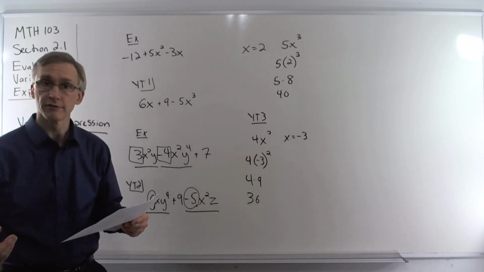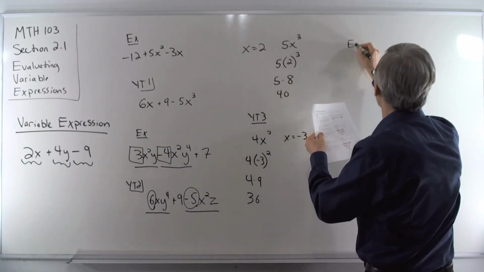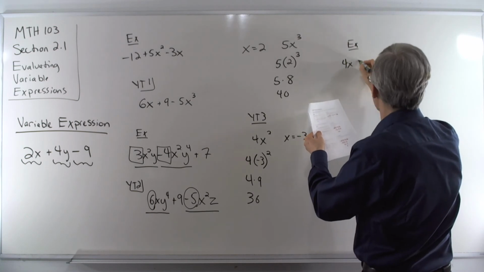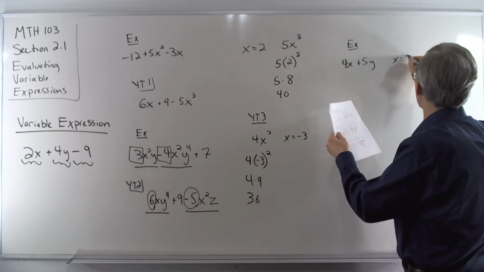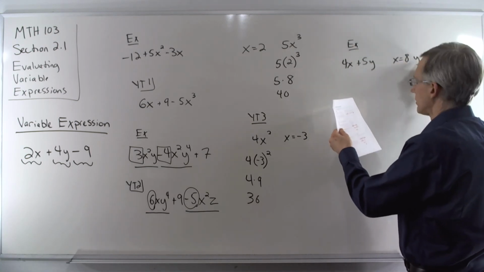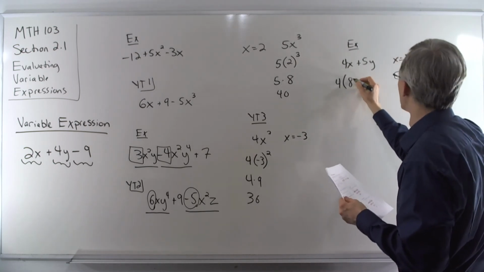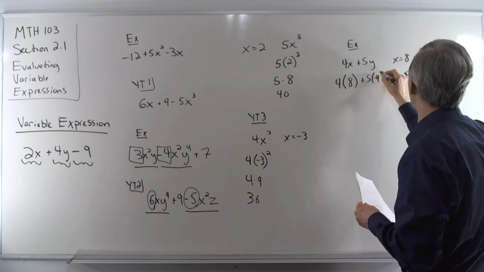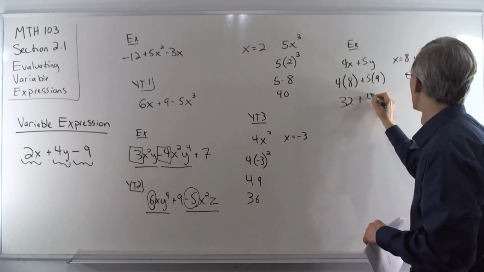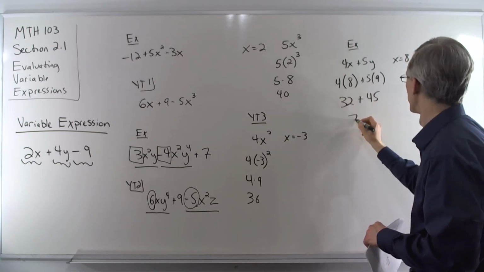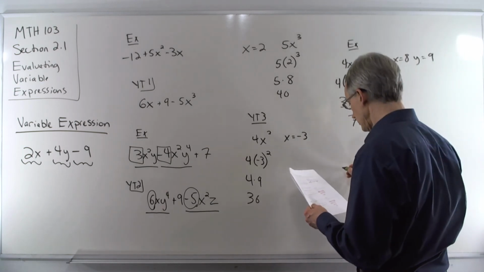Now in the next expression, we're going to have two variables to plug in. 4x plus 5y when x equals 8 and y equals 9. So 4 times 8 plus 5 times 9, 32 plus 45, we get 77. Your turn, number 4.